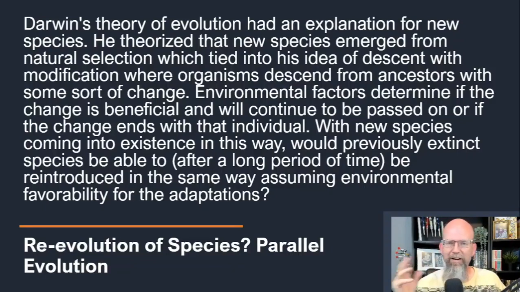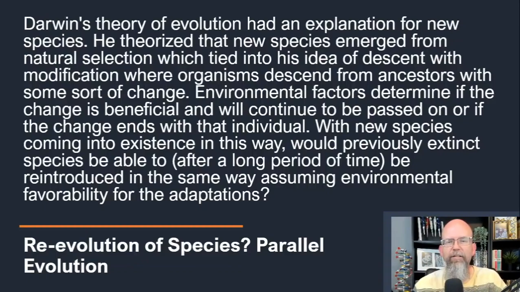Re-evolution of species or parallel evolution? Darwin's theory of evolution had an explanation for the origin of new species, how new species are formed. He theorized that new species emerge via the process of natural selection, which tied into his idea of descent with modification, where organisms descend from ancestors with some sort of change. Right, organisms experience mutations or have variations, and some individuals survive and pass those variations to the next generation.